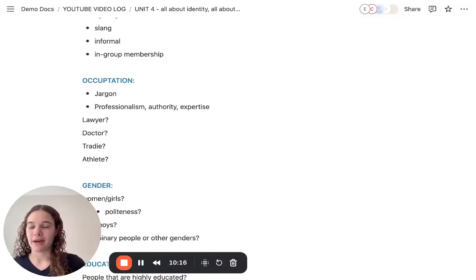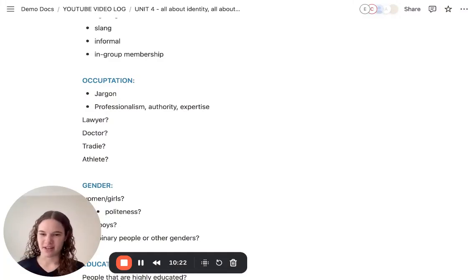Another thing in occupations is that generally in those higher up occupations, so lawyers, doctors, things that you would consider to earn a lot of money probably, they're likely to use more standard, more formal language. So take note of those formal language features, and address those as indicating those occupations.